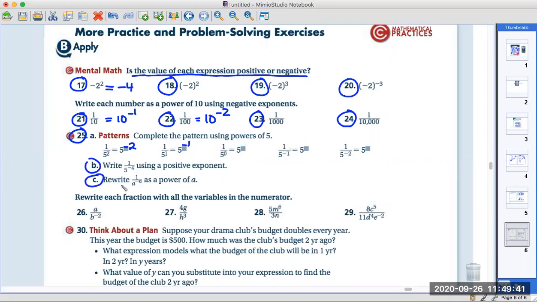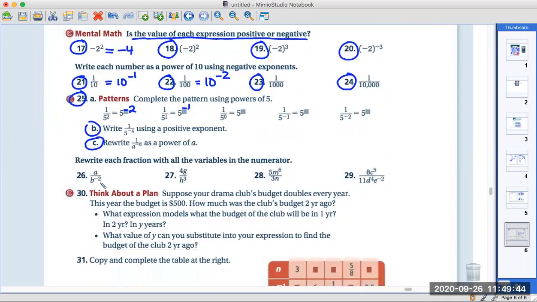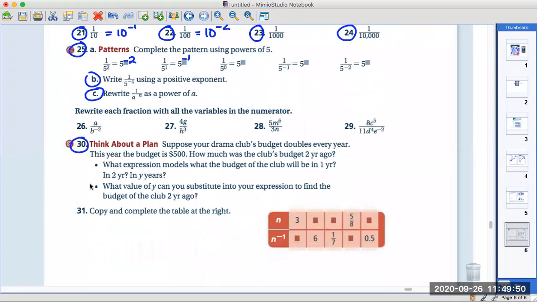Okay. Number 30 is the word problem I want you to try. This is like the bird population and insect population. You need to study that problem. This one, it's a budget that doubles every year, so you know your growth factor is ×2, yeah? This year's budget is 500. This is your starting point. How much was the club's budget 2 years ago? Right? Make a T-chart like we did.